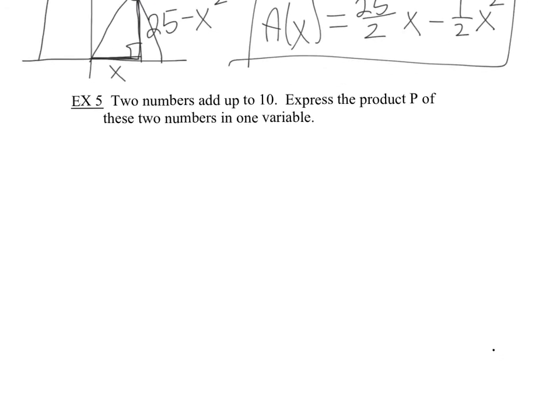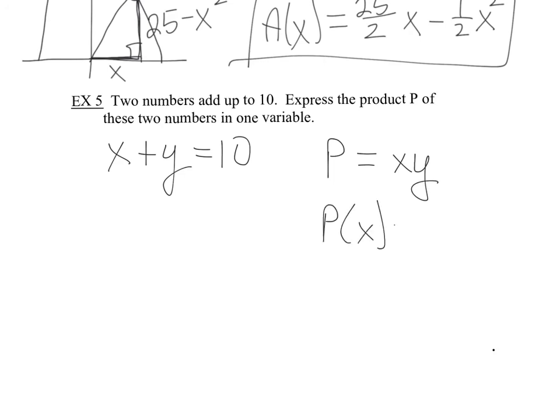Next, two numbers are added up to 10. I'm just going to take two numbers that I don't know. x plus y equals 10. Now it says express the product of these two numbers in terms of one variable. So I'm writing P, the product, equals xy. But we want it just in terms of one of the variables. And let's go ahead and keep that simple and make it x.